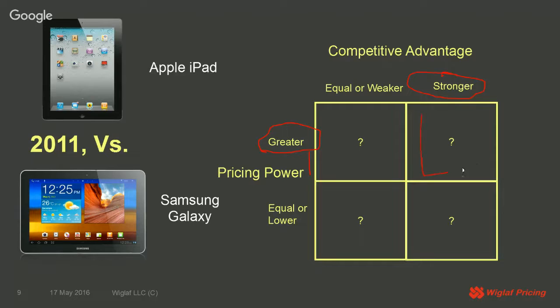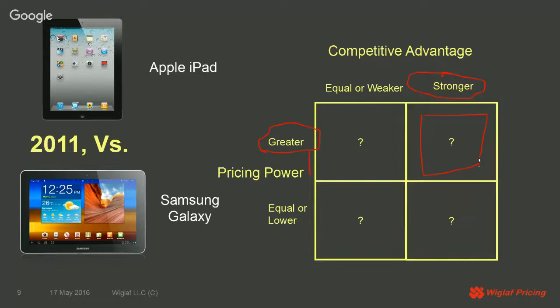Now, how did Apple respond since they're in the stronger competitive position and they have greater pricing power? What actions did they take in the market when the Galaxy came out? Well, from a pricing viewpoint, they didn't take any actions. They left their price high while Samsung entered the market. That is, they ignored them. If you have both competitive advantage and pricing power, and a competitor enters into your market or lowers their price, you can, to some degree, just ignore them.